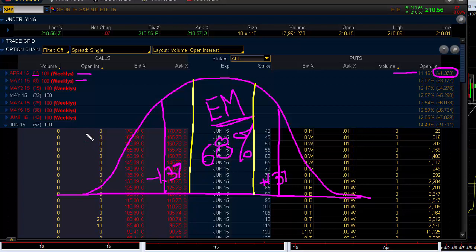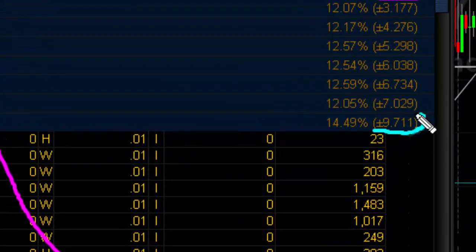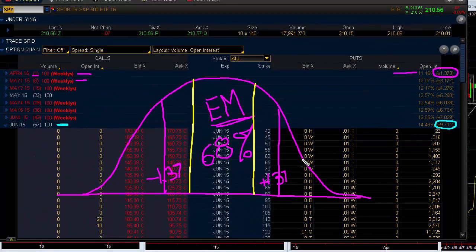Now, conversely, we can go out to the June monthly expiration over here with 57 calendar days left, and we can see that the expected move is going to be plus minus 9.7. So 9.7 points, which is going to be plus 9.7. So that's a full 100 points on the full S&Ps. And then minus 97 over here.